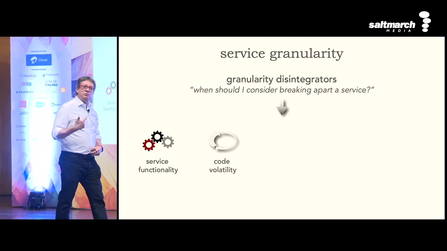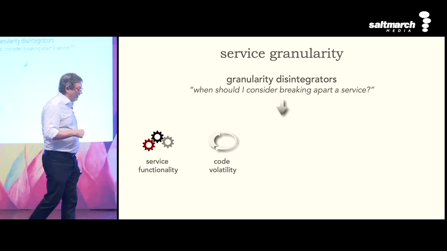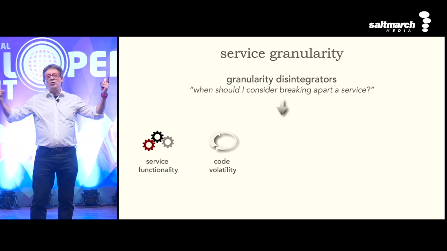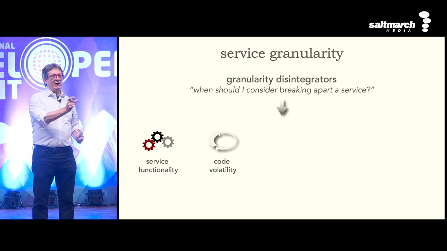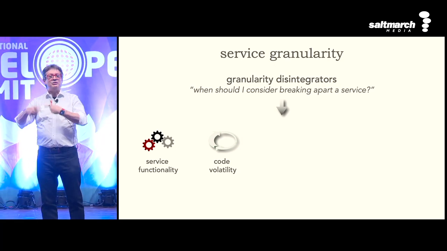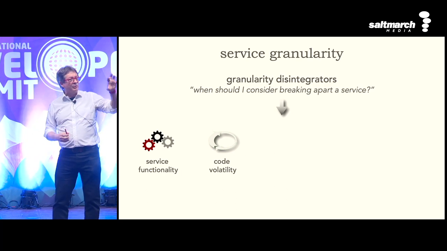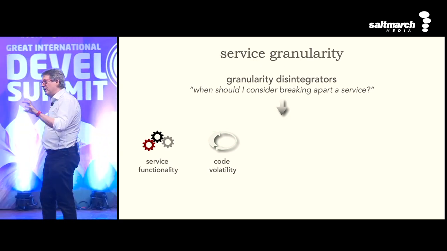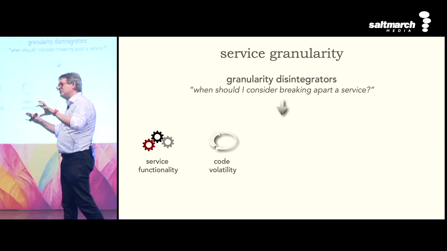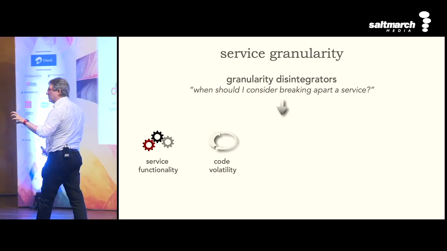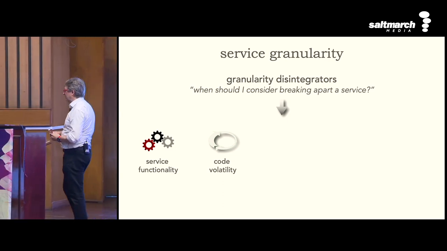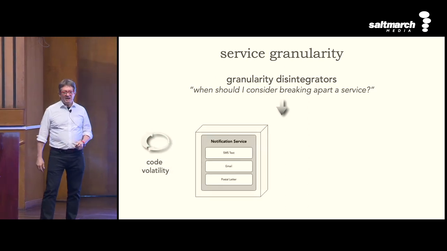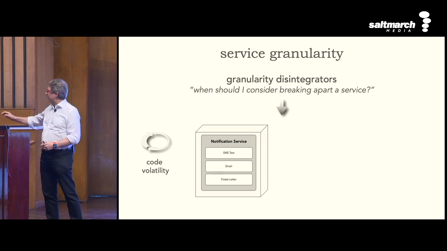The second disintegrator is code volatility. How fast does code change? Because as I mentioned in the keynote this morning, the key to effective reuse is both abstraction, but also low volatility. Because if the thing you're trying to reuse changes all the time, you're creating churn in your architecture. Every time that reusable thing changes, everybody has to stop and coordinate around that change. And so code volatility is a great way to think about breaking things apart. Should this be broken apart so that I can manage the volatility of this particular part of my architecture? For example, let's say I have a notification service that includes my SMS, text, and email.